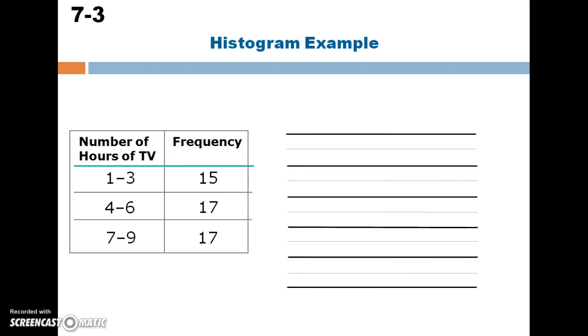Okay, so here we are going to make a histogram. We are looking at the number of hours of TV. On the bottom, remember that's where your intervals will go. So 1 to 3, 4 to 6, and remember these intervals have to be equal, and 7 to 9. Okay, my y-axis is going to be my frequency. I'm going to go by fives, so 0, 5, 10, 15, and 20. Okay, and then we can put our labels. These are number of hours, and this is our number of students.